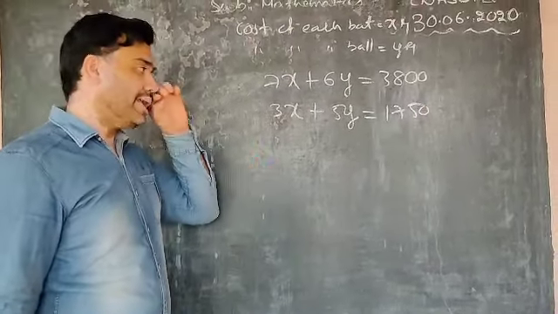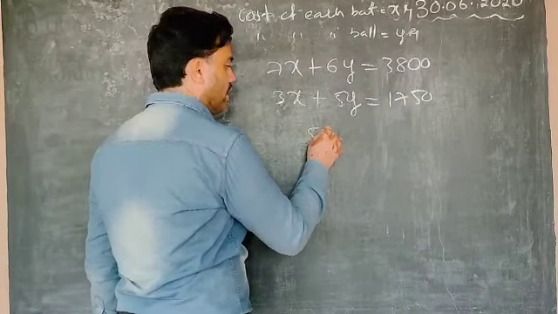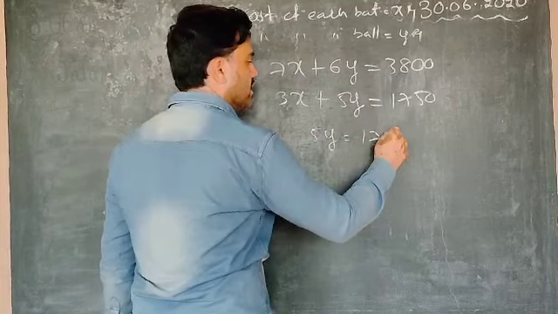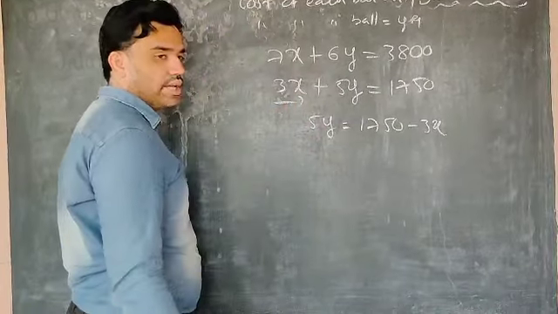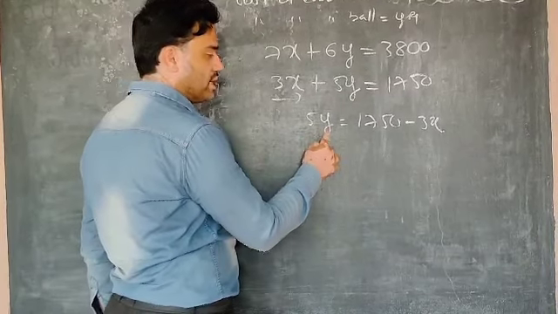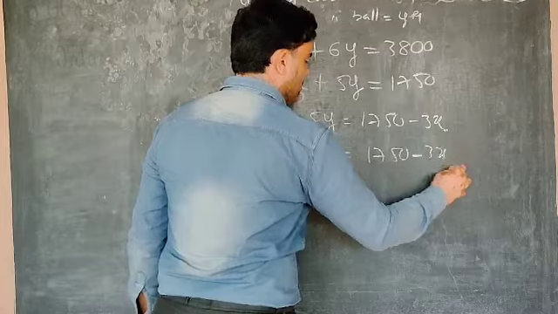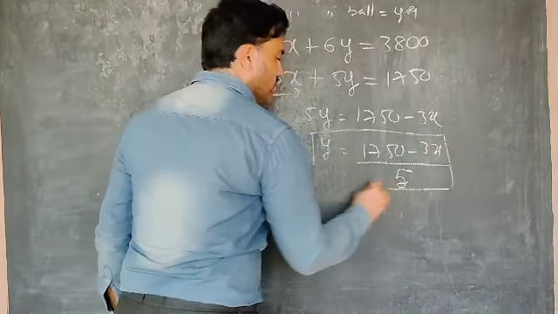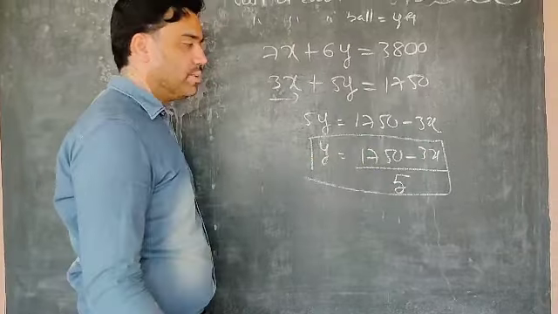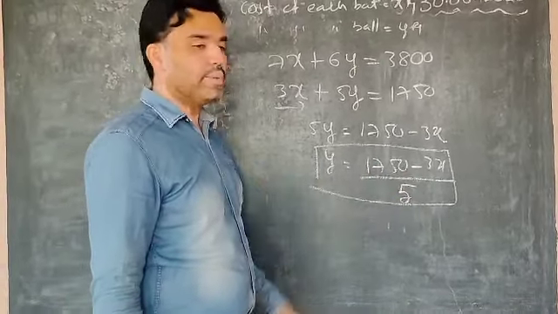So now take the second equation, right? 3x you send to that side: 5y is equal to 1750 minus 3x. Which one did I send to that side? 3x. Now 5 is multiplying y. If I send it to that side, y is 1750 minus 3x, whole divided by 5. Don't cancel 5 and 1750. Why? Because first, after calculating the difference, the answer should be divided by 5.